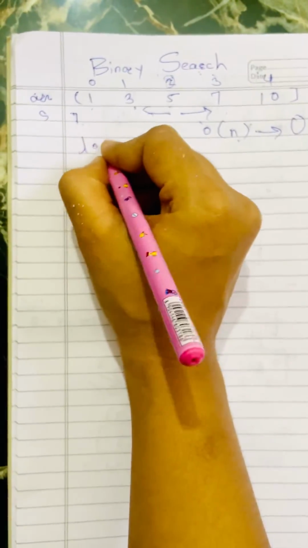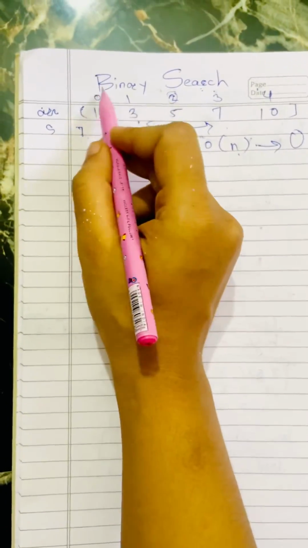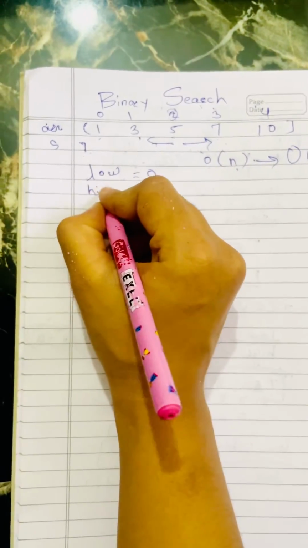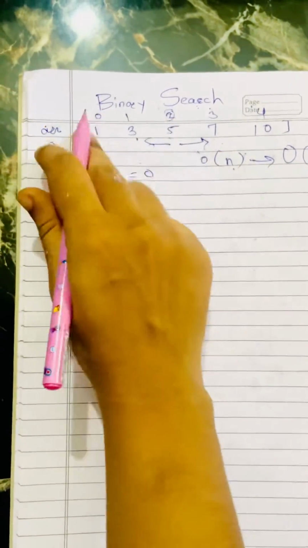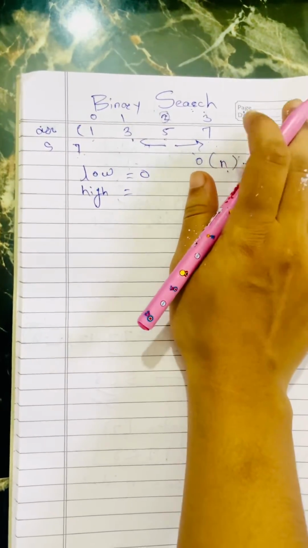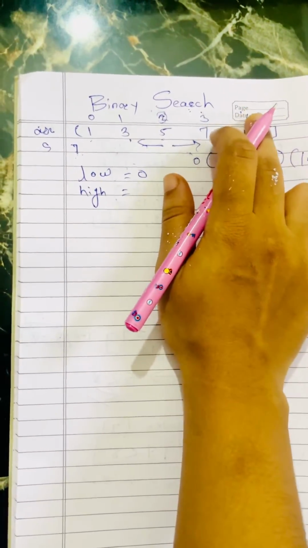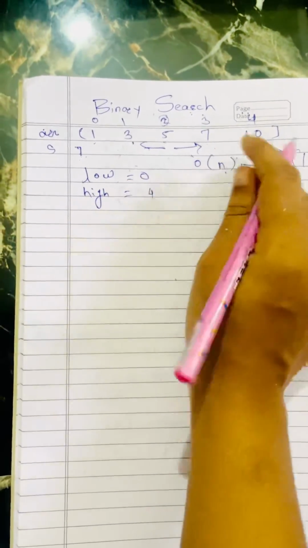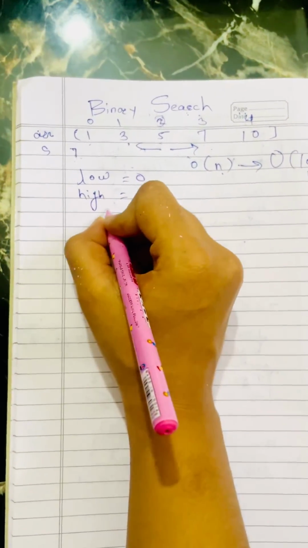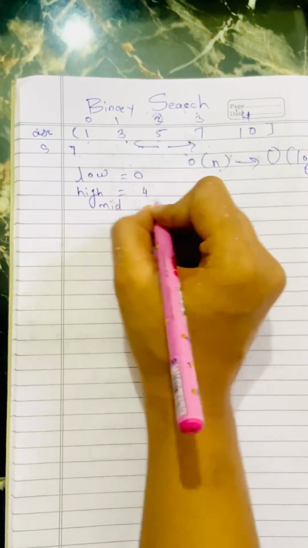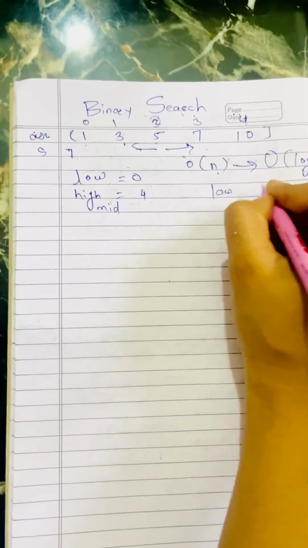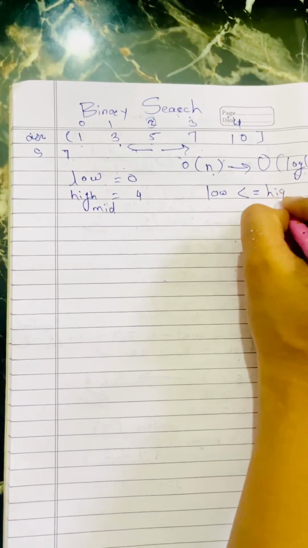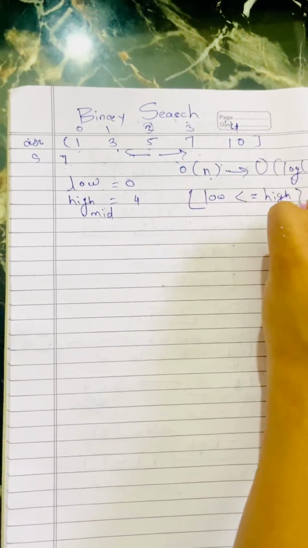For example, my low is initially 0 because an array always starts with 0, and my high is the length. What's the length of the array? It is 5. Length minus 1 is 4. That means that will be the last index, right? So my high is 4, and I'm going to find mid every time until my low is less than or equal to my high. Okay, make sure you follow this condition.